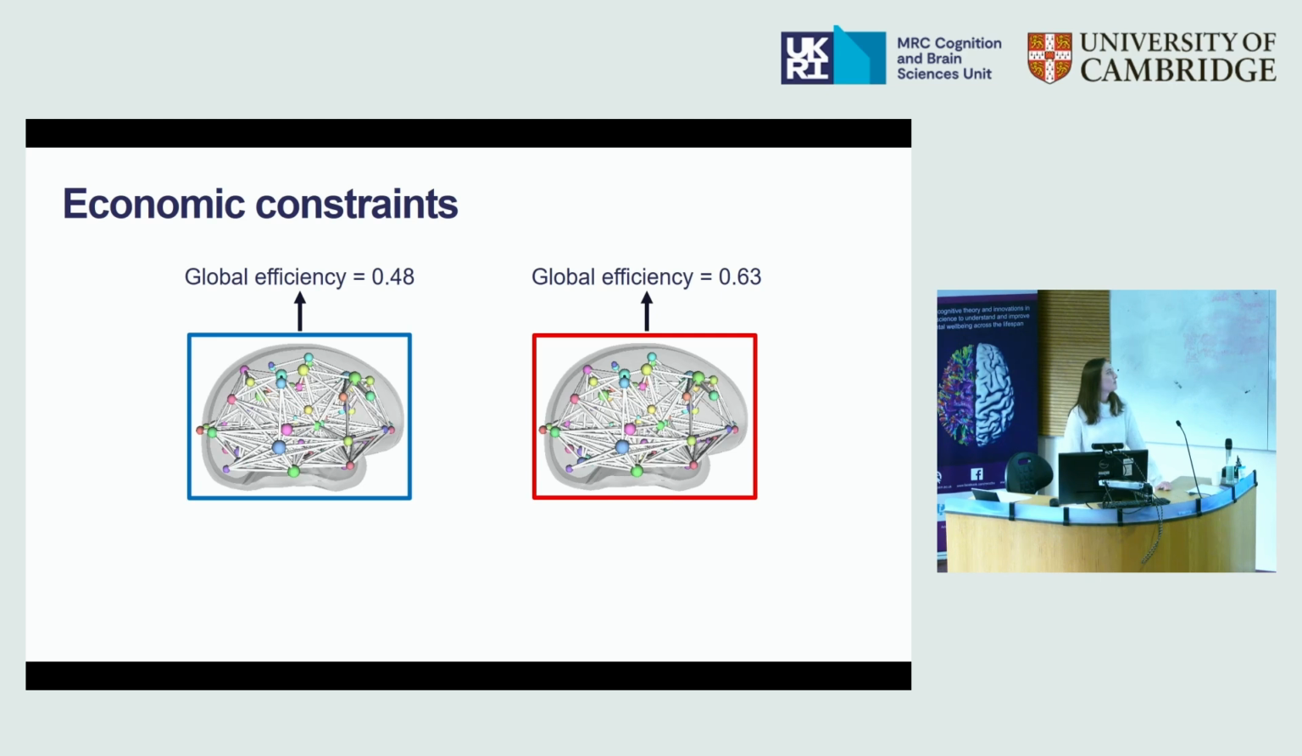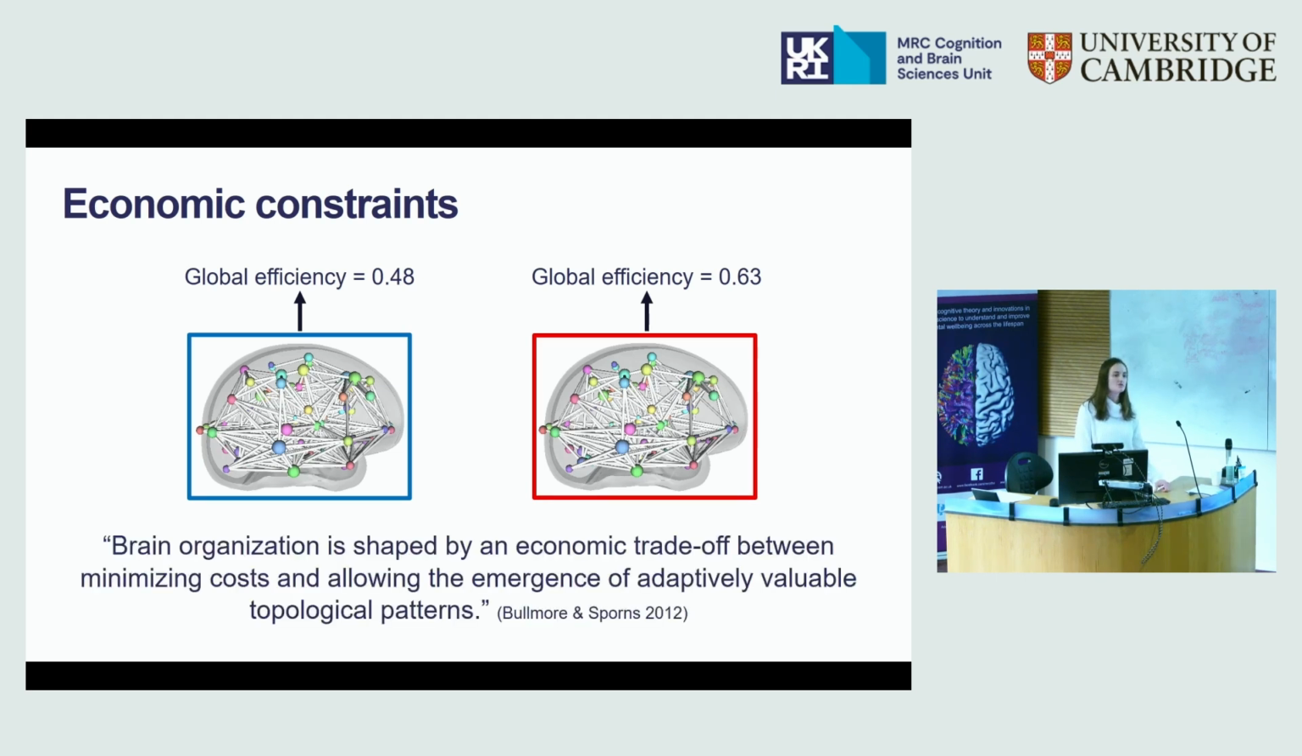The reason why this is important is when we look at the organization of the brain, we find that people's brains are organized differently. And the difference in organization is highly related to different cognitive and behavioral outcomes that we see. And so an important developmental question is, why are people's brains organizing differently to others? And there's a very helpful quote from a review article that says, brain organization is shaped by an economic trade-off between minimizing costs and allowing the emergence of adaptively valuable topological patterns.